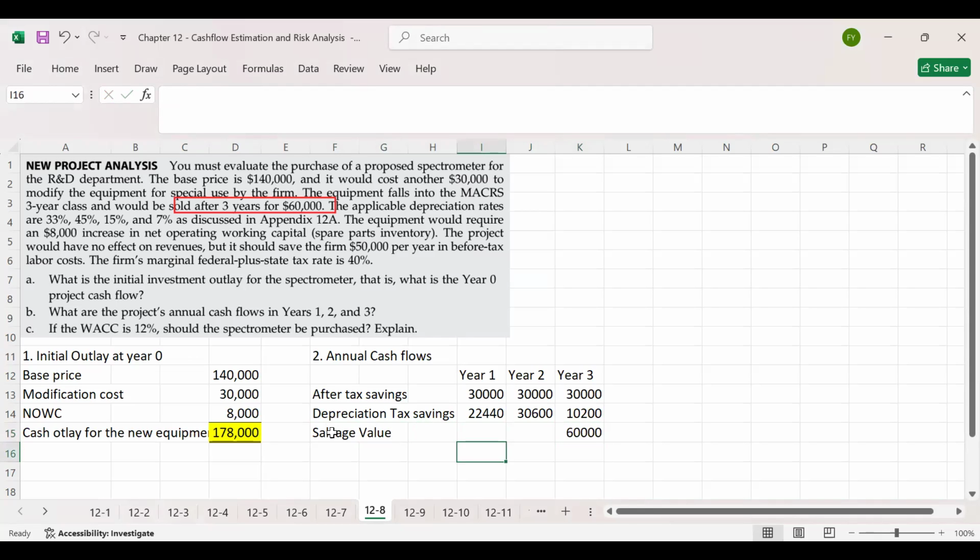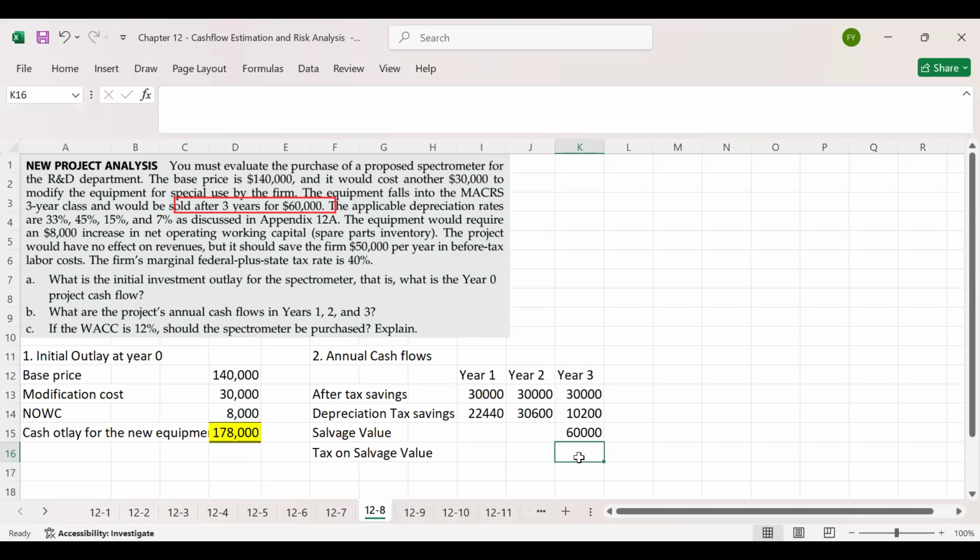Then the company, obviously, this is the company's earnings or inflows, so the company will have to pay tax on it. So tax on salvage value on the third year.